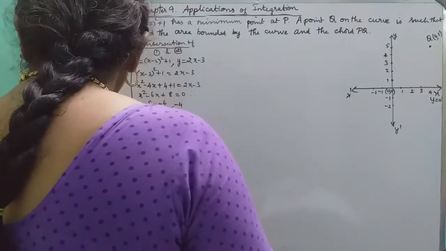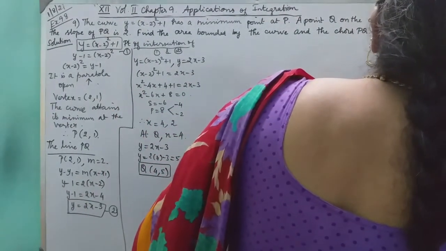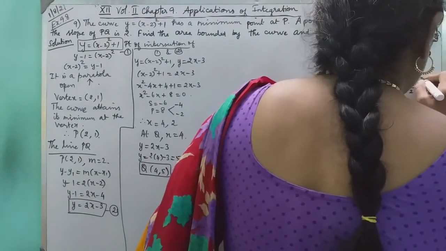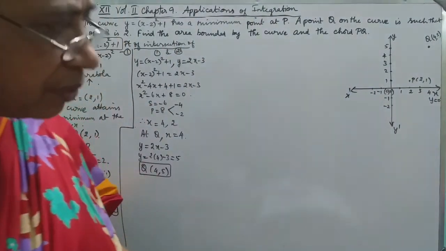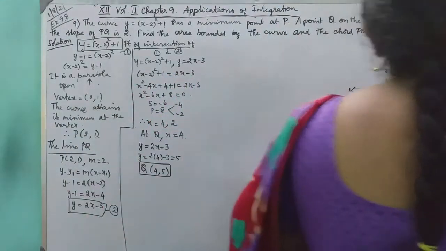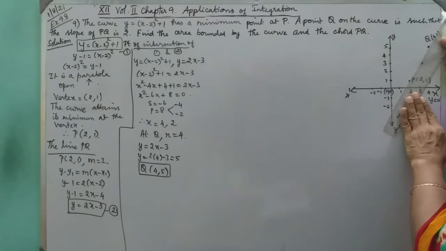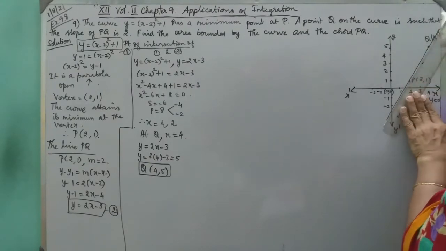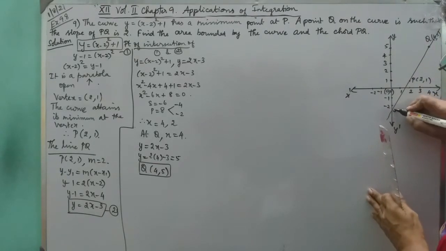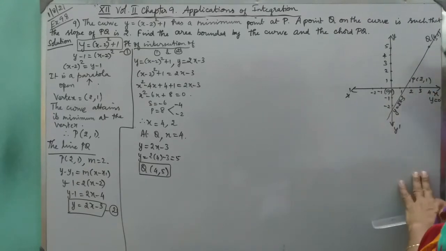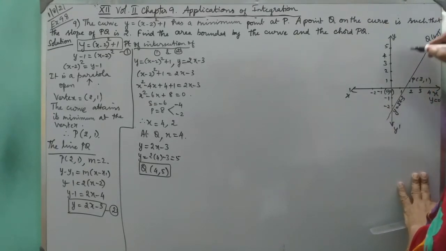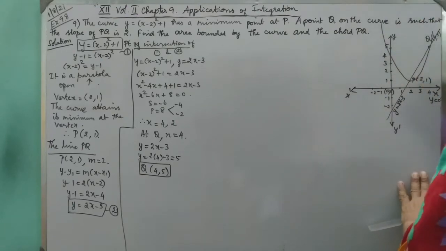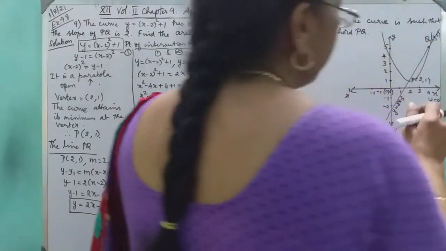Then what about the other one? Point P is (2, 1). (2, 1) is here. So this is P, (2, 1). If you join P and Q, that will be the chord PQ. If you join PQ, that is the chord PQ, namely y is equal to 2x minus 3. This is the vertex of the parabola, so we can draw the parabola now. Okay, so this is the parabola, rough diagram.